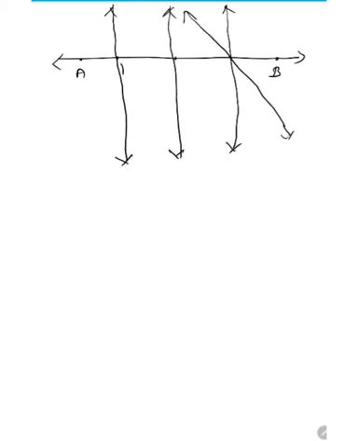So this is A, P, Q, R. This one is B. Here this line is called CD. This line is called EF, and this is your GH, and this is your I, J. The first question is parallel lines.